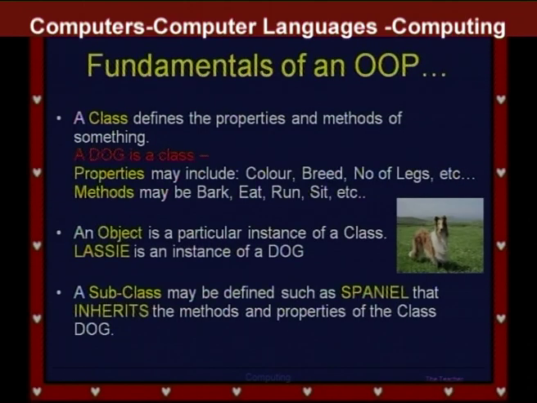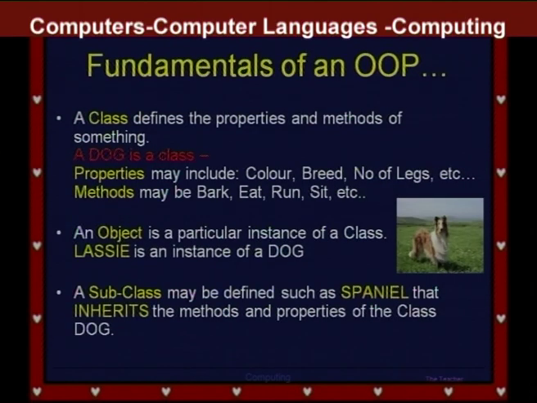When you say it works on the concept of objects, then they'll ask, what is an object? An object is an instance of a class. And when I say instance of a class, they again put the question, what is an instance?